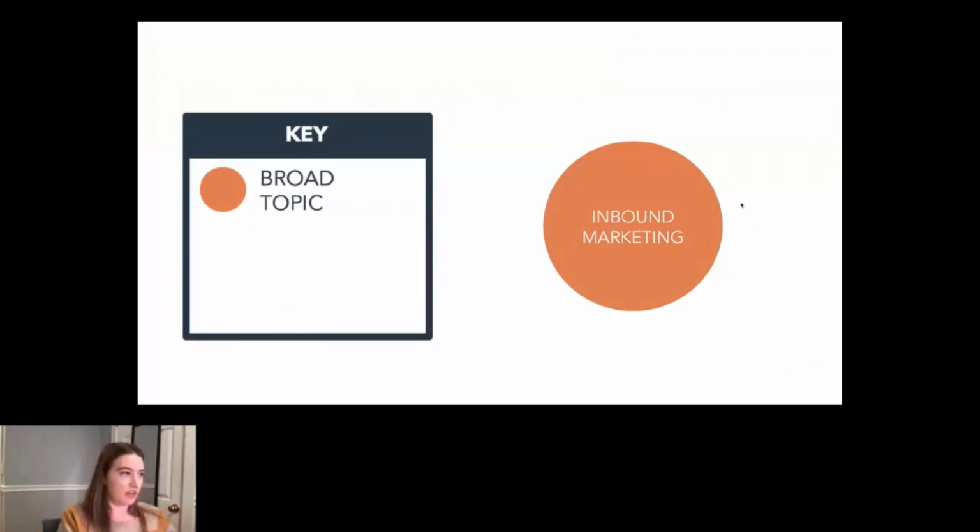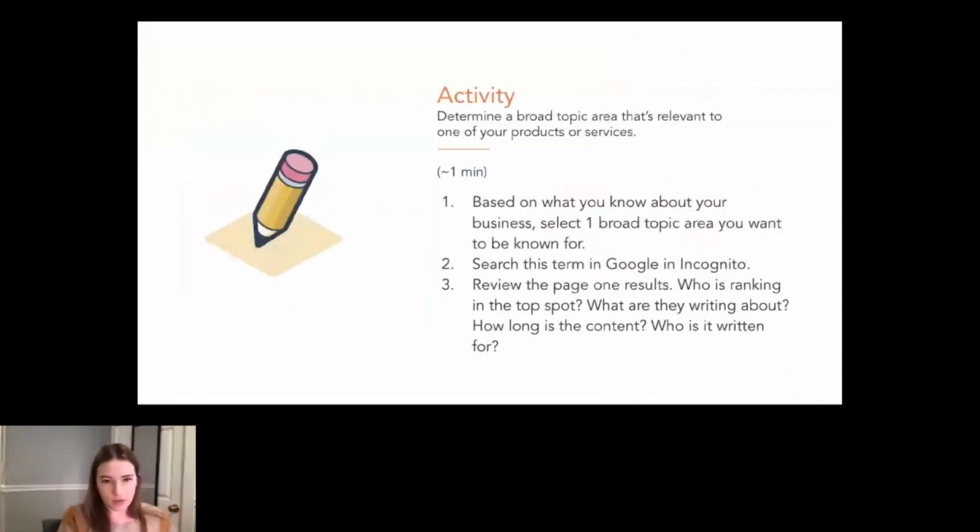So with this activity, what I would like you to do, just for the next minute, you don't have to go anywhere. We can just wait for a minute. Right now in your browser, pull up an incognito window, and then just think in your head, what is one broad topic area that I want my business to be known for? And then I want you to type that term into Google in the incognito window and just see what comes up. Take a moment to review the page 1 results, and then look and see who is ranking in the top spot for this keyword.